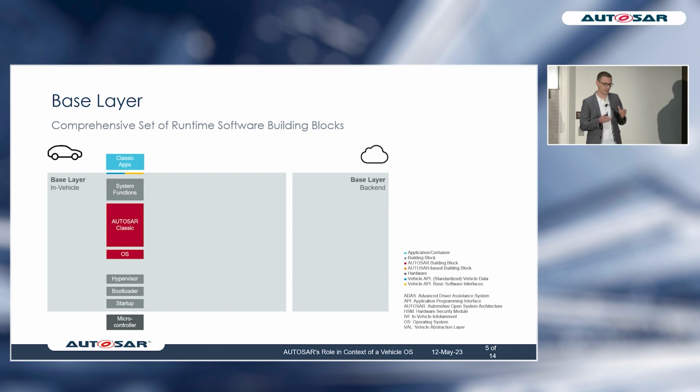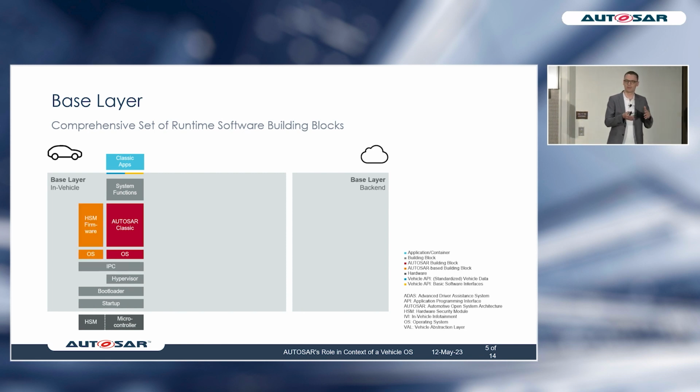Then, next to the microcontroller, classically, we have HSMs. They can be served in a similar way, and this shall be indicated by the orange part. Orange means it's not natively in the focus of Autosar, but still there's a contribution of Autosar, because the HSM firmware can reuse a lot of things Autosar has defined.